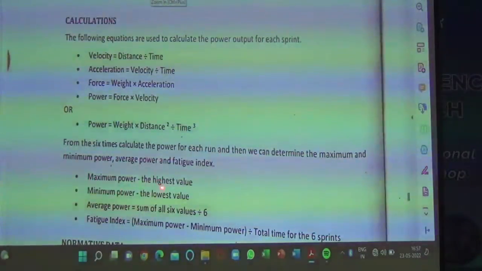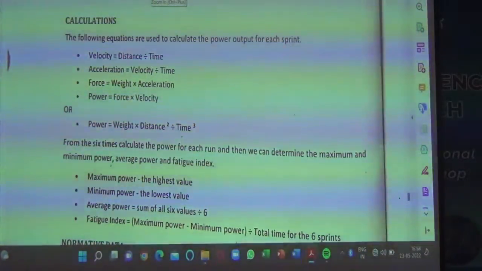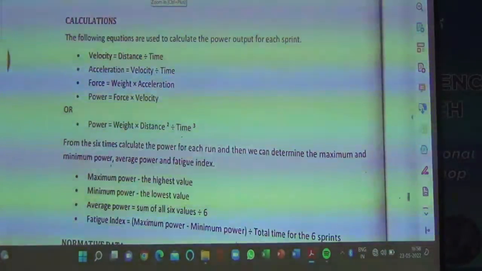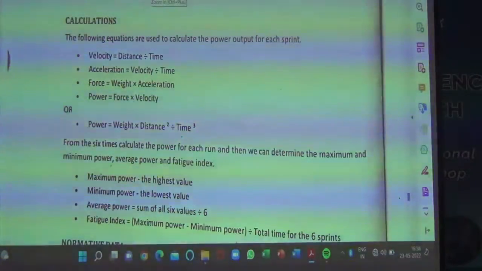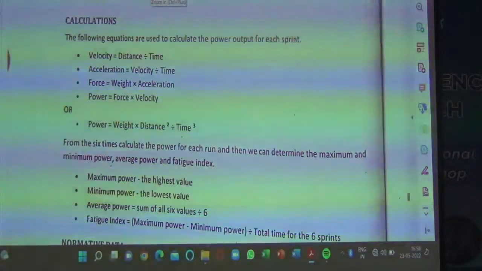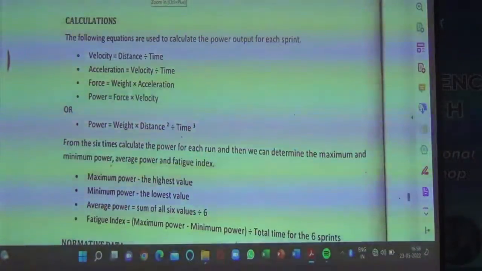Here you can see maximum power, it is the highest value. Then minimum, this is the lowest value, and then average, this is the sum of 6. Then fatigue index. The fatigue index formula is maximum minus minimum divided by total time of 6 sprints. Okay? Very simple. Simple calculation is there.